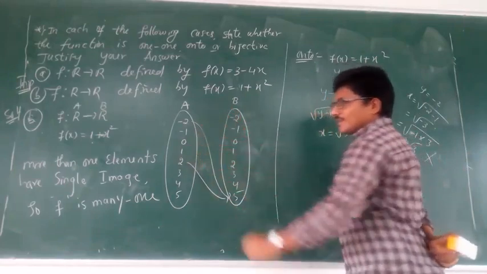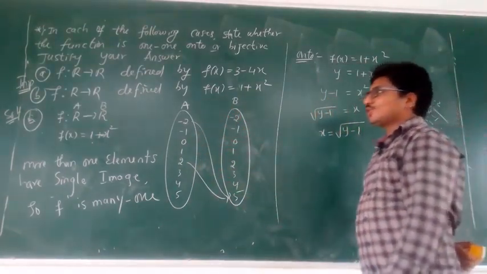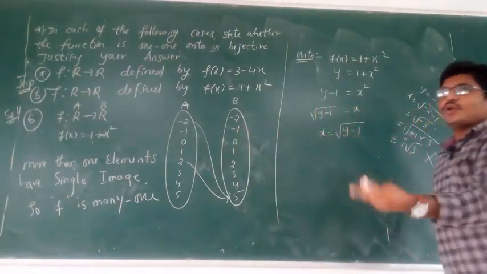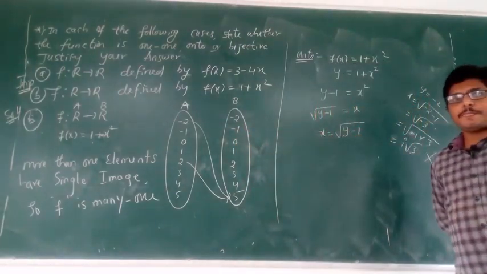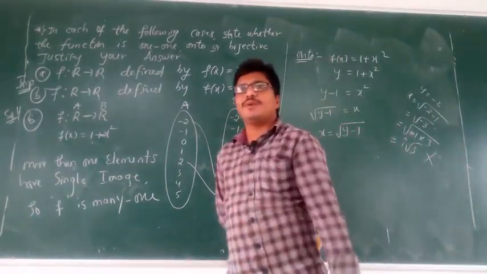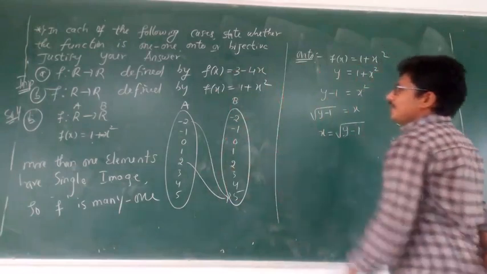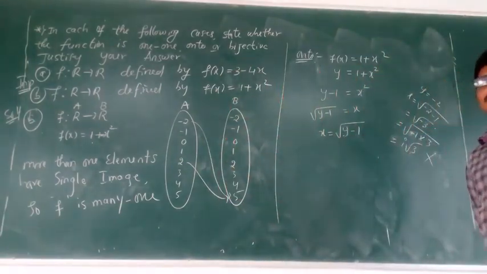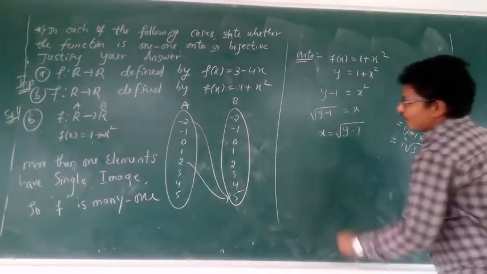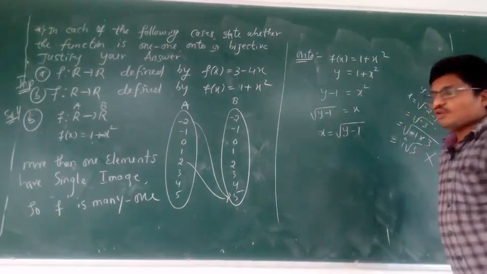Minus 2, any complex number, is it possible to connect it with minus 2? Not possible. Minus 1, minus 2 i root 2, is it possible minus 1 is connected with any complex number? Not possible, because there is no complex number in the set A. That's why we don't connect it with those elements. We will write a reason for that, why it is not called an onto function.